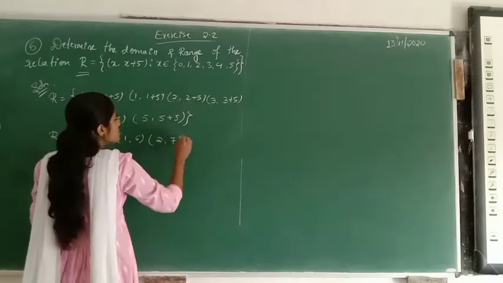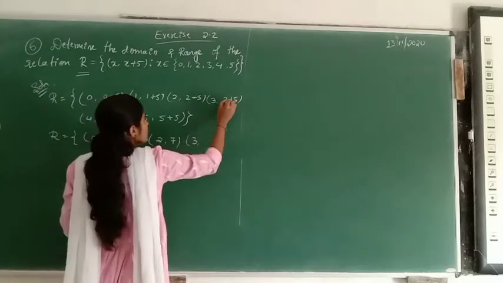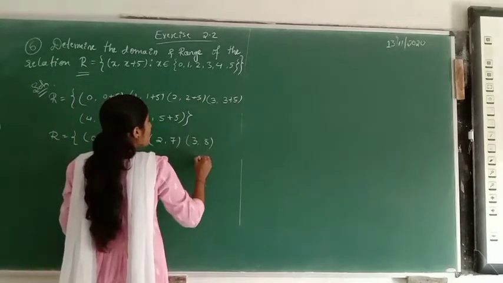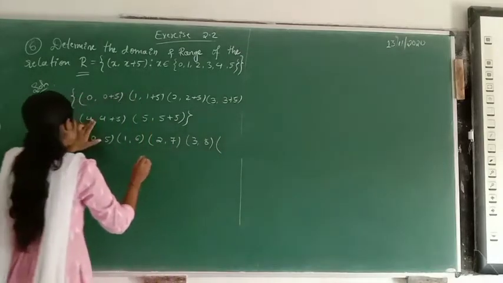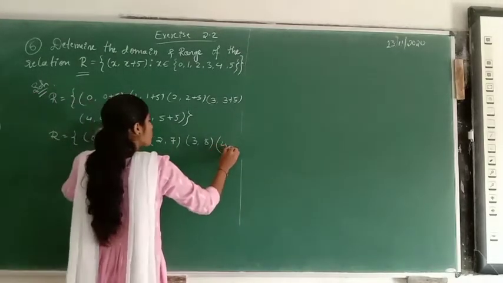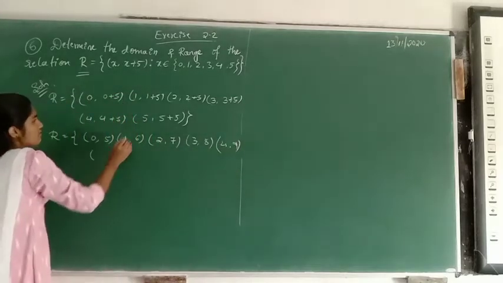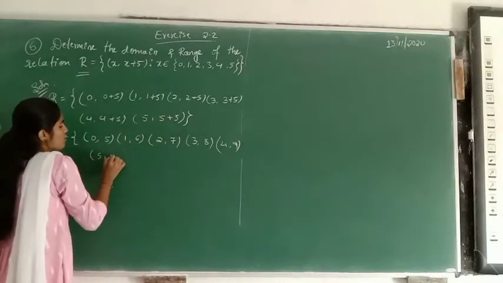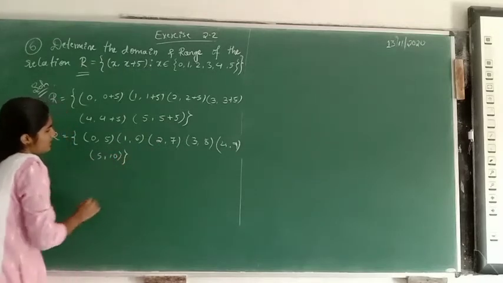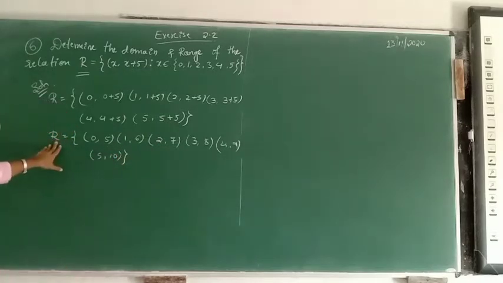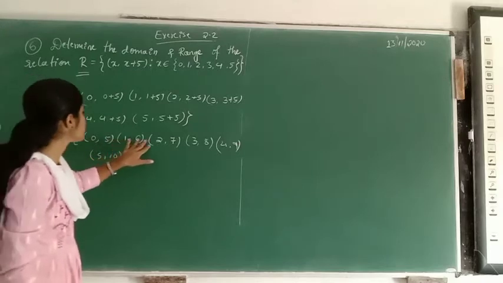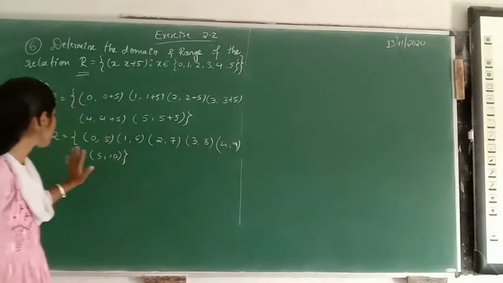5 plus 2 is 7. 3 comma 3 plus 5, that is 8. 4 comma 4 plus 5, that is 4 comma 9. Then I have 5 comma 5 plus 5 is 5 comma 10. What we have, the relation R is equal to {(0,5), (1,6), (2,7), (3,8), (4,9) and (5,10)}.